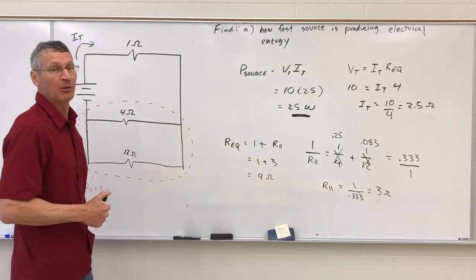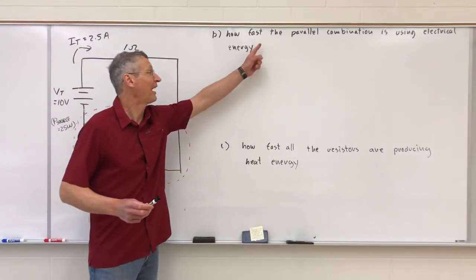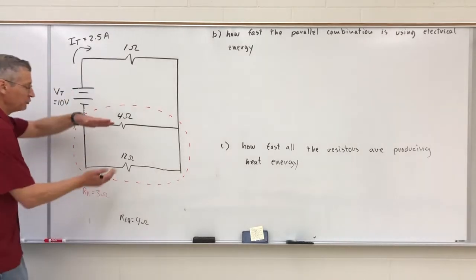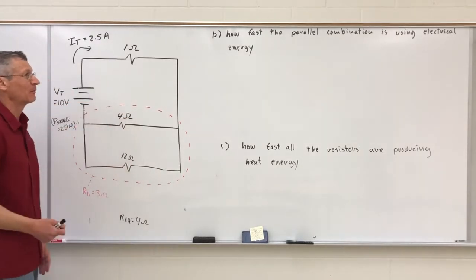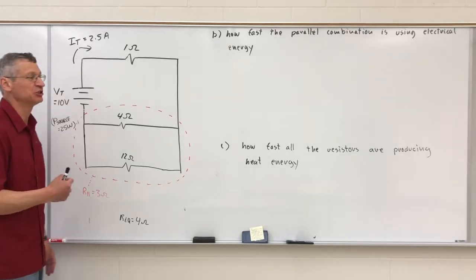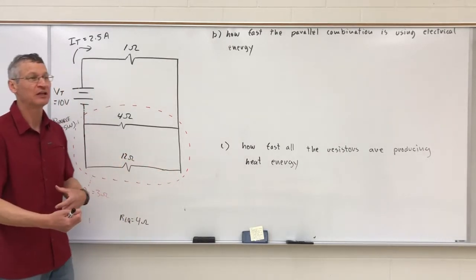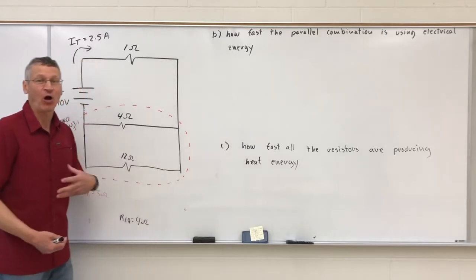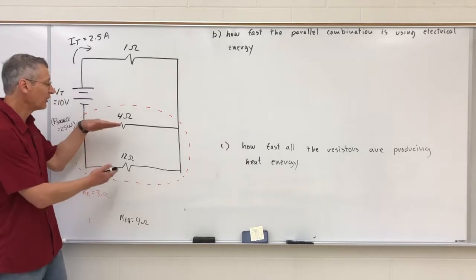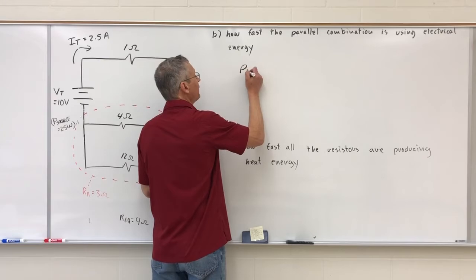Let's do part B to this question now. All right, let's see if we can figure out how fast the parallel combination is using electrical energy. So these two things here together in combination, how fast are they using electrical energy? Well, remember what's going on with them. They're taking electrical energy and converting it to heat energy. How fast they're doing that conversion, that is the power of these two things. So essentially we're figuring out the power of the parallel combination.